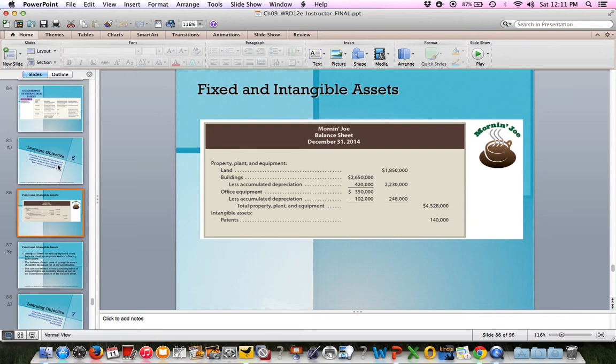So you can just see that for every asset except land, I should say, for the property, plant, and equipment assets. Besides land, for the building and the office equipment, you have cost minus depreciation, which gets you to book value. For the intangibles, there is no depreciation or depletion or anything like that. It's just simply the value of the intangible asset. Okay, so just be aware of the disclosure, what that looks like on the balance sheet.